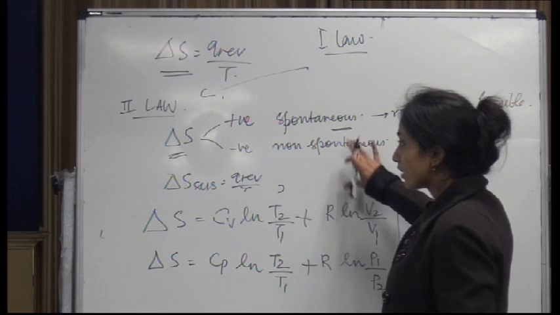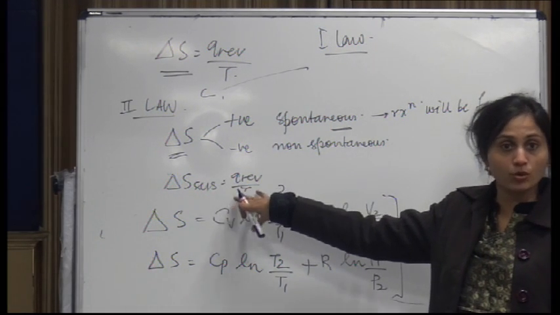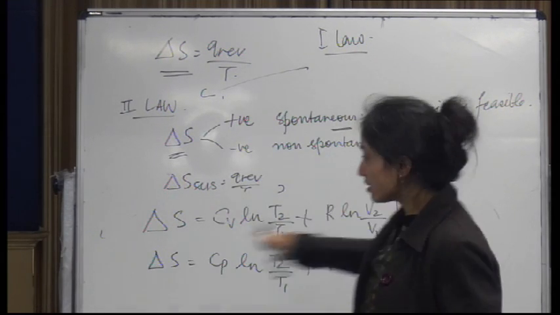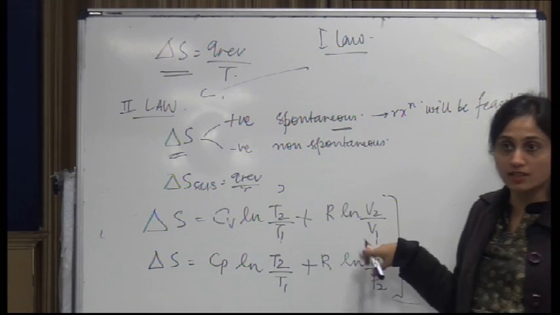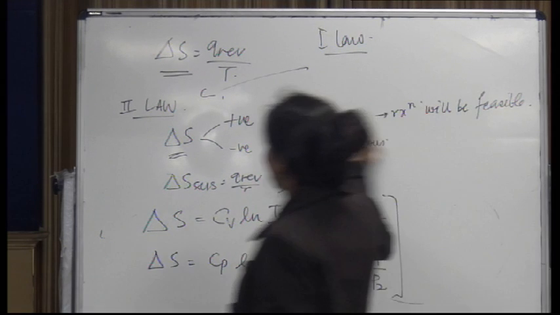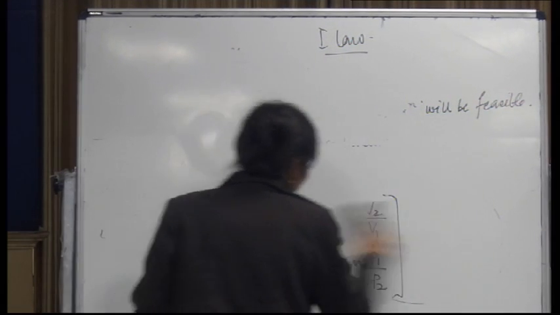Okay, so now coming back to the entropy factor. Entropy is just randomness. So delta S, the general formula for delta S is Q reversible upon T, and the elaborate formula in terms of temperature and pressure changes for a gas will be this one. That will be C ln of T2 by T1 plus R ln of P1 by P2. Good.